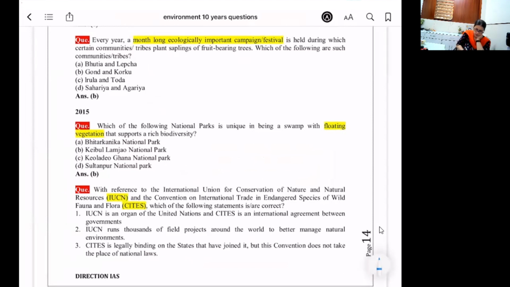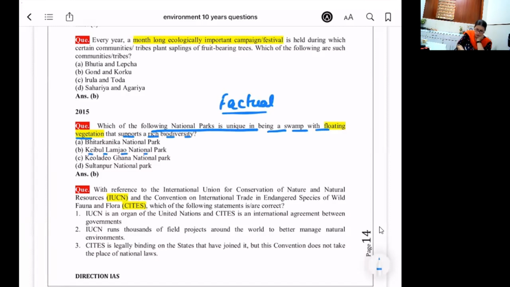So, this question that I see: which of the following national parks is unique in being a swamp with floating vegetation that supports rich biodiversity? Now, such types of questions are what I call factual. But you need to understand that we have more than 750 protected areas in our country, and none of us can remember all such names. There is a trick by which we can make sense of some of the important parameters. You can easily see we are talking about Keibul Lamjao National Park. But what you need to interpret is that this is where we correlate phumdi.